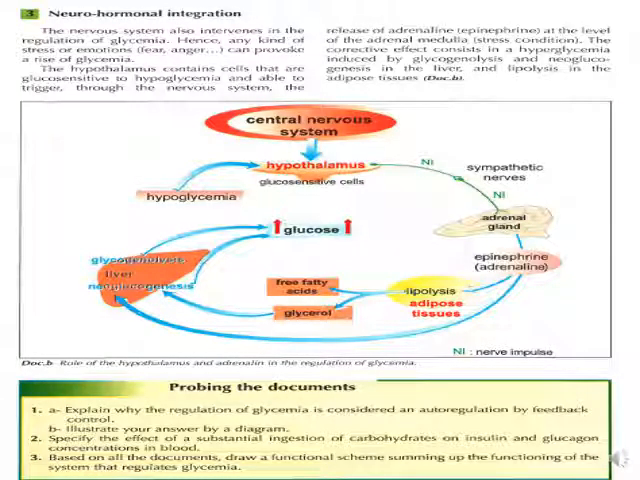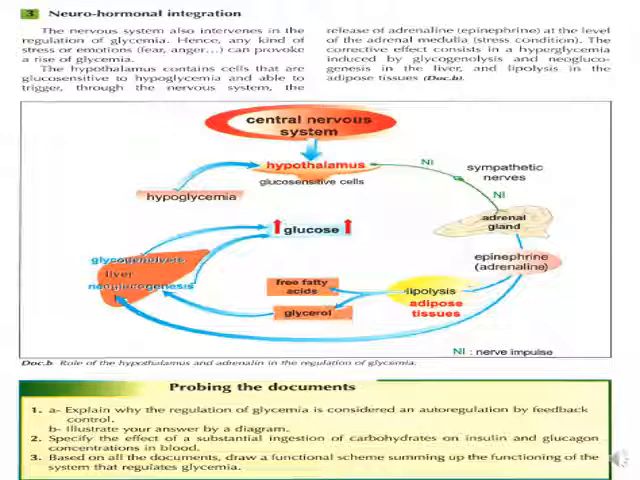Neurohormonal integration. So as you know, before we start with neurohormonal integration, you have to know that insulin and glucagon are the two hormones, and their concentration depends on the glucose concentration in the blood. Okay, so neurohormonal integration. The nervous system also intervenes in the regulation of glycemia. Hence, any kind of stress or emotions, fear, anger can provoke a rise in glycemia.